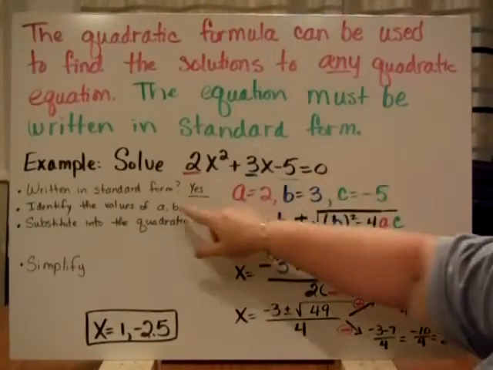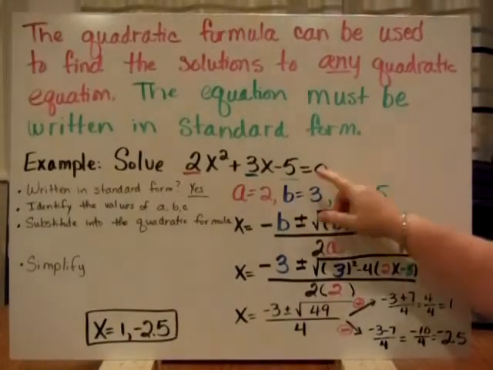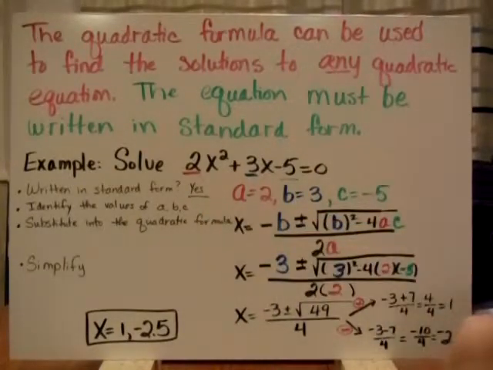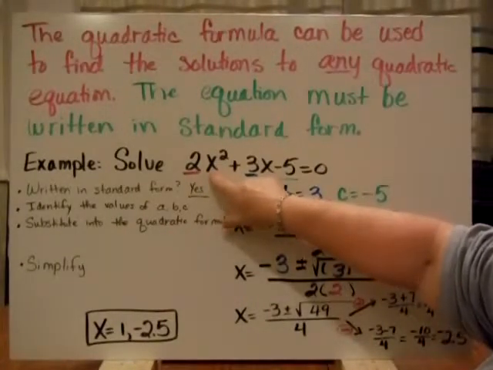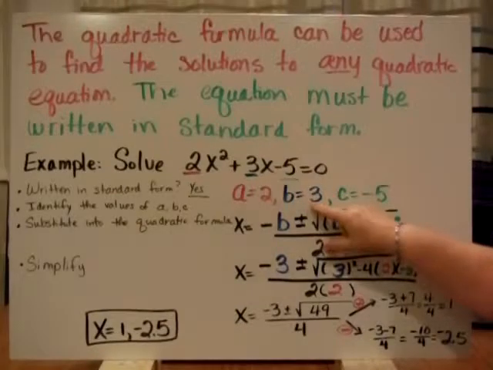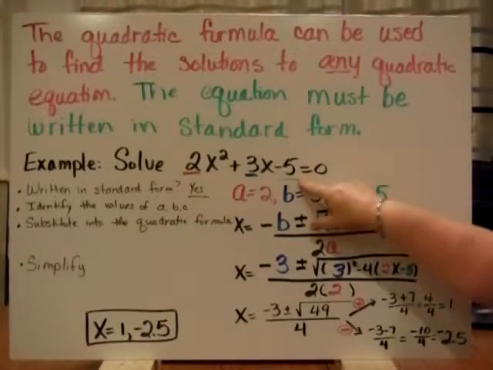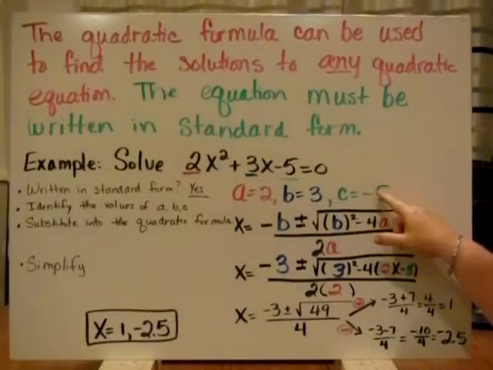So in this example, is it written in standard form? The answer is yes because it's equal to 0. Our next step is to identify the values of a, b, and c. A is your coefficient of x squared, so a is 2. B is the coefficient of x, so b is 3. And c is the constant, which is the number by itself, so c is a negative 5.